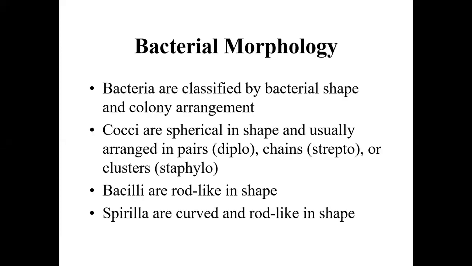Number one, we'll talk about bacterial morphology. Some bacteria are classified depending on the shape and the arrangement. Cocci are spherical, and usually give pairs, like diplo, chains, like strepto, and clusters, like staphylo. Bacilli are rod-like in shape and spirals are round and round in shape.